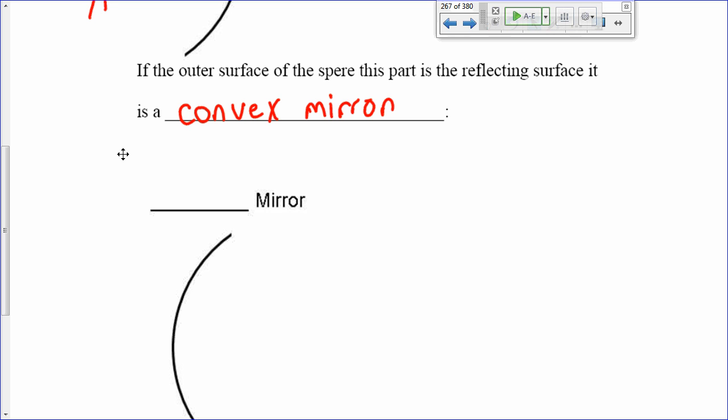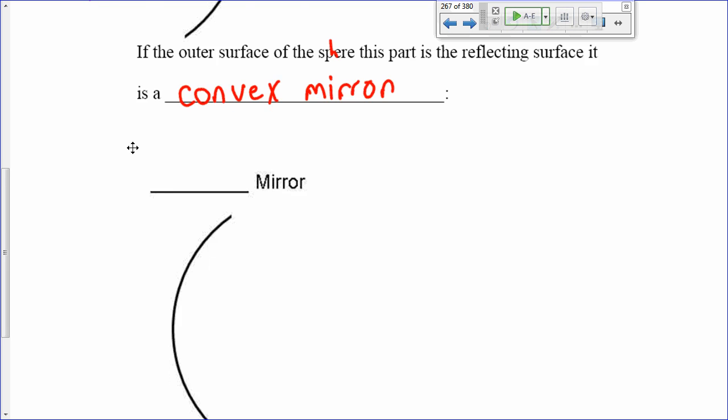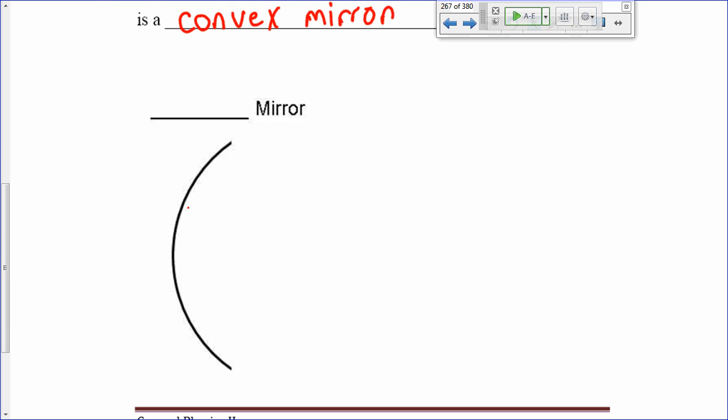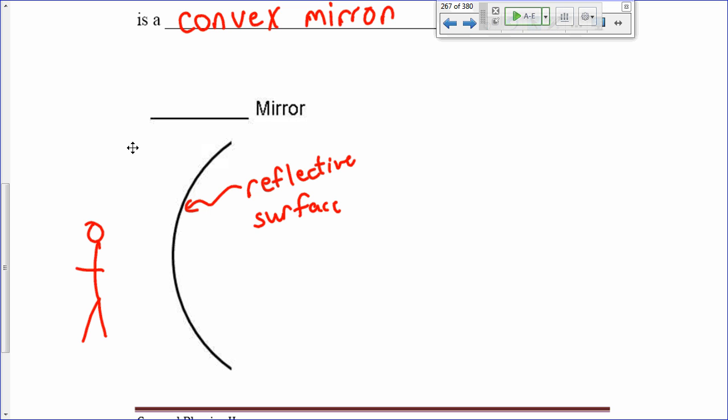All right, so at the outer surface of the sphere, if this part is a reflecting surface, it is a convex mirror. So basically, if this now is the reflecting surface, like this is the back part of the mirror that is painted with aluminum or whatever, and you're standing on this side, right? So this would be your object distance P. This is called a convex mirror.